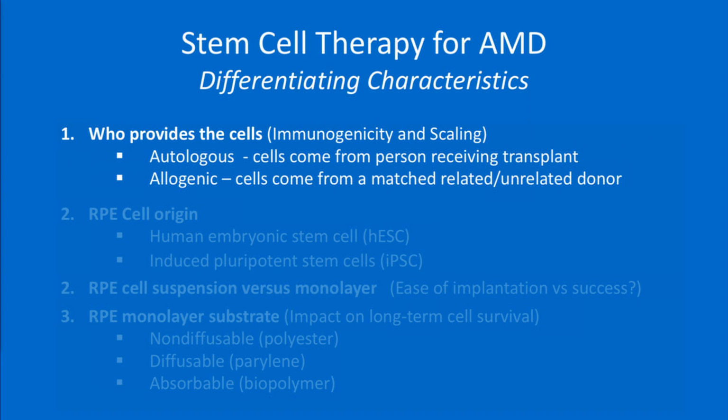And starting with Mark, let's talk a little bit about who provides the cells and how does a research organization decide whether they're going to use autologous cells or allogenic cells?